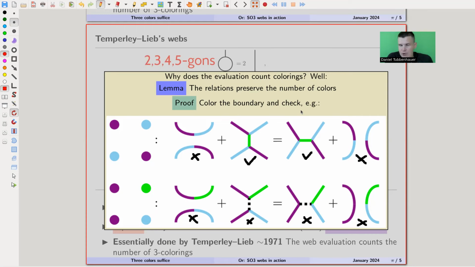And the proof is pretty simple. I just sketch it here. The only thing you need to check is that the relations preserve the number of colorings. And what you need to do is fix a boundary coloring, for example, purple, blue, purple, and check that on both sides of the H equals I relation, for example, you get the same result.